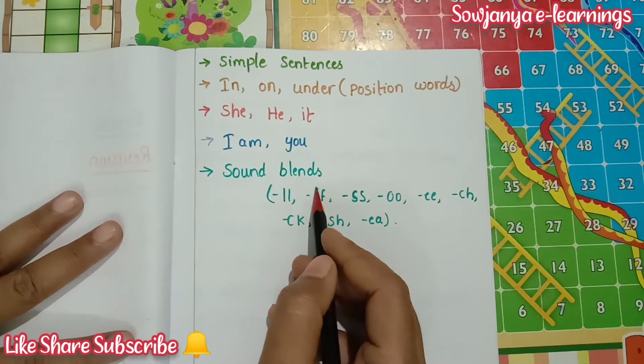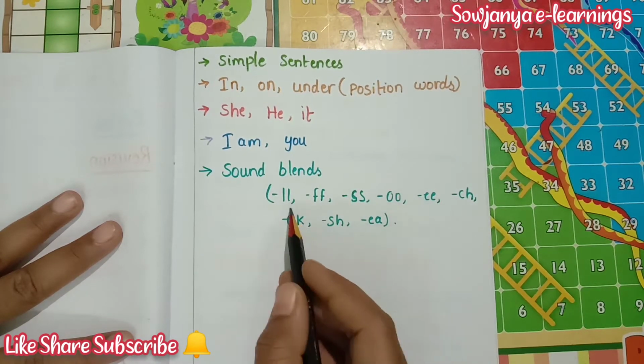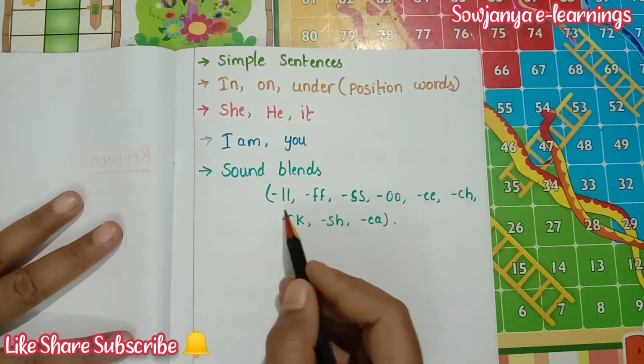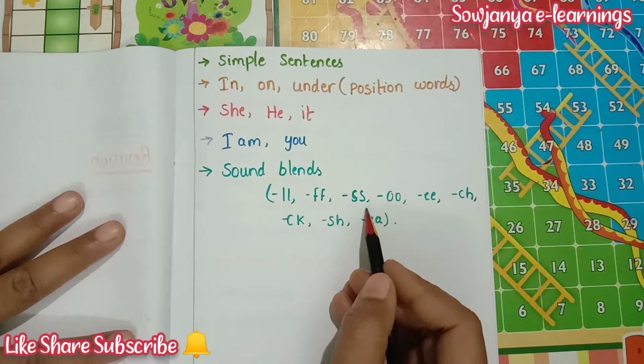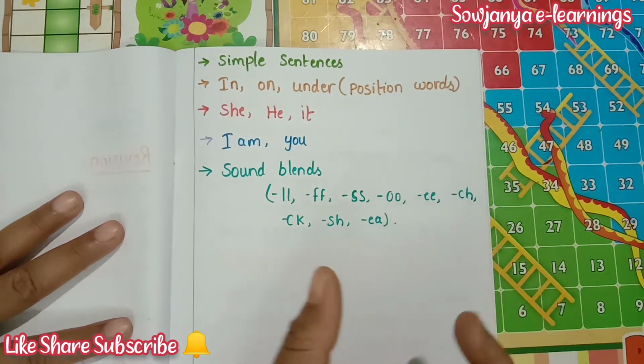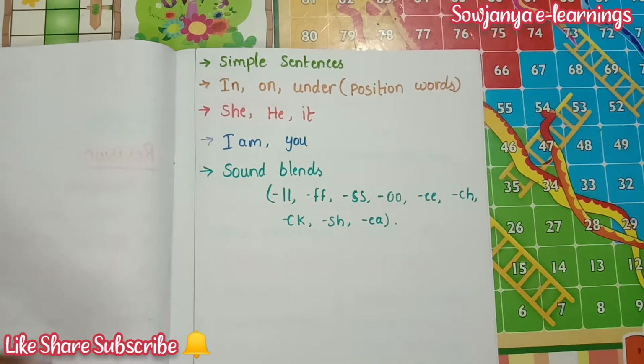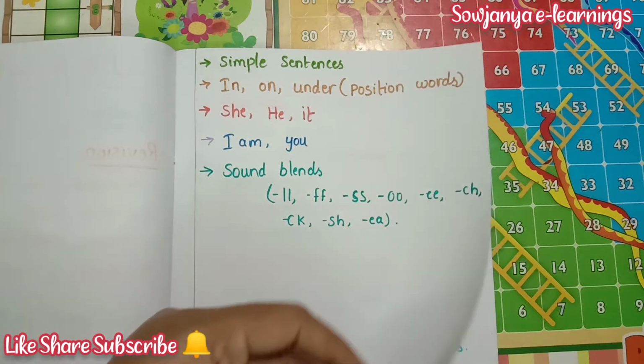Next, sound blends. Sound blends are the words like this. L, L, F, F. How the sounds will come. L, F, S, means 2-letter words we'll use, no? So we have to teach them with the related words.